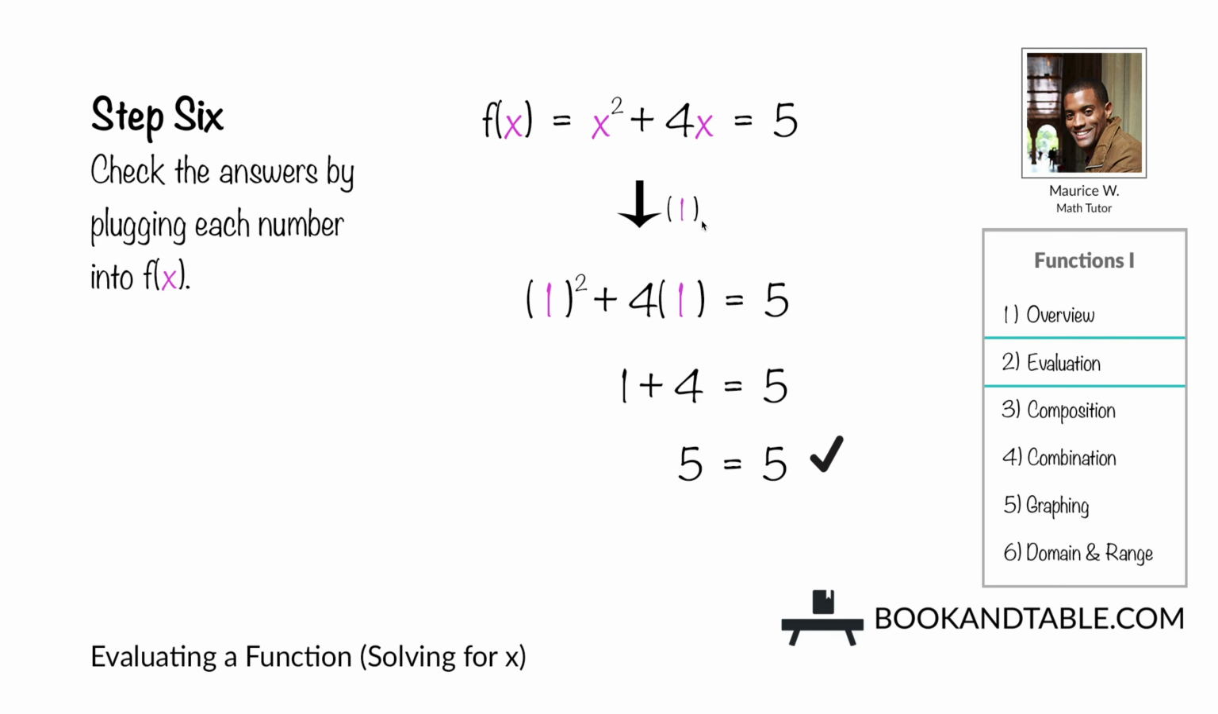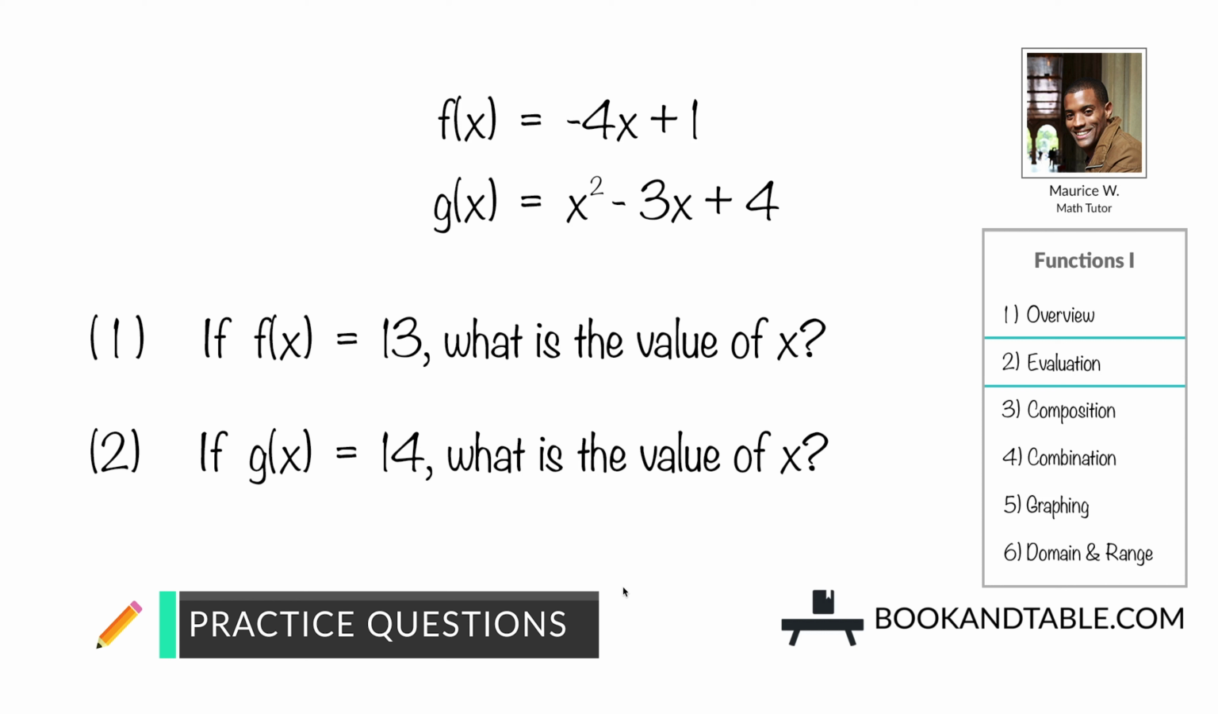And now we test the second number we got, +1, giving us 1 squared plus 4 times 1 is equal to 5. 1 squared is equal to 1. 4 times 1 is equal to 4. 1 plus 4 is equal to 5. Again, giving us a true statement, 5 is equal to 5, confirming that x is also equal to +1 when f of x is equal to 5. So that is how you go about solving for the x given a particular function. Let's now have you try a few practice questions.